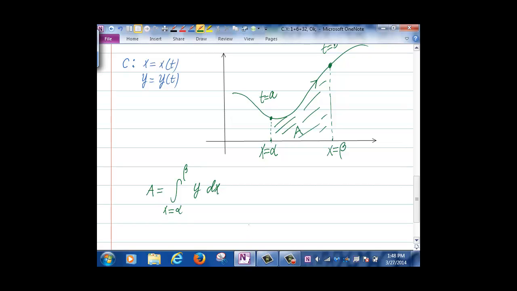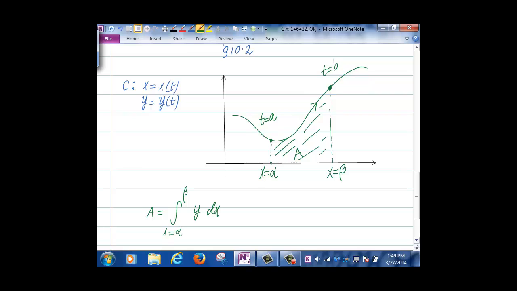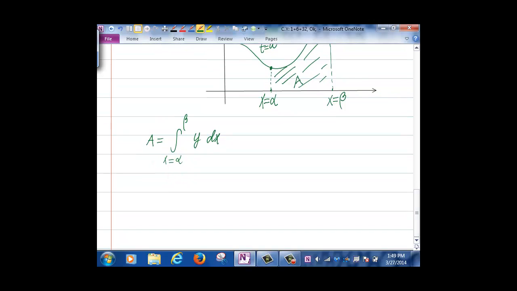Isn't that what you usually do in Calc 1? You have a function f of x, and then you integrate f of x with respect to x. So f of x is y in this case. However, we don't have a formula for y in terms of x, because we have a formula for x as x of t and y as y of t. So we have a formula for x and y in terms of t, but not for y in terms of x. So what do we do? Well, we are going to make a substitution here.